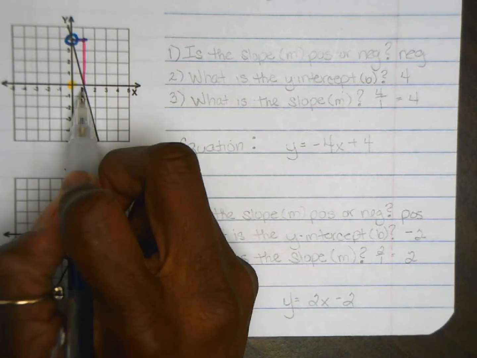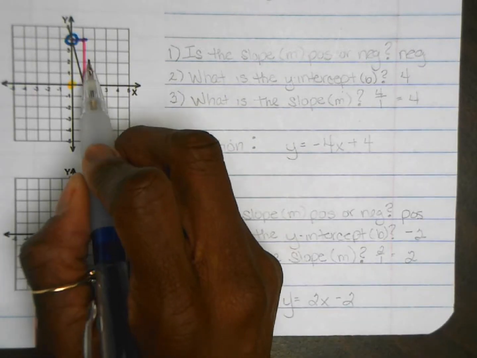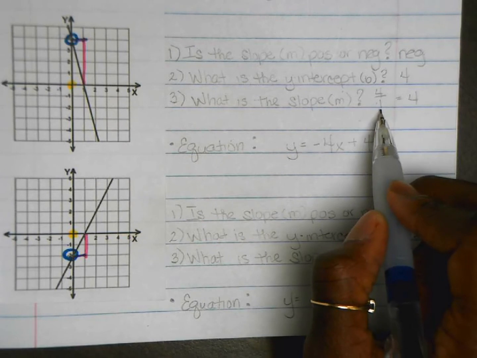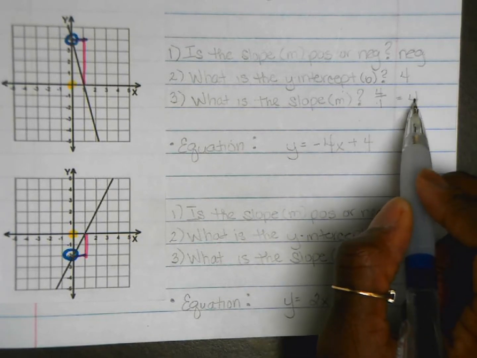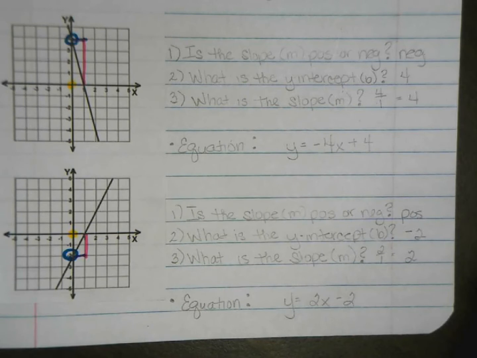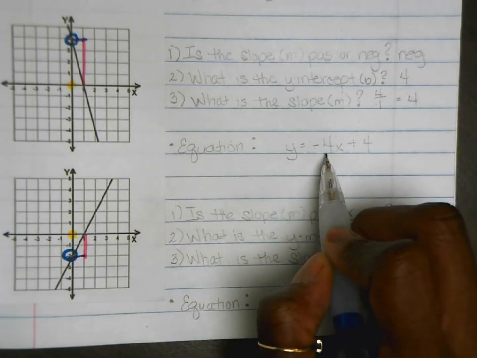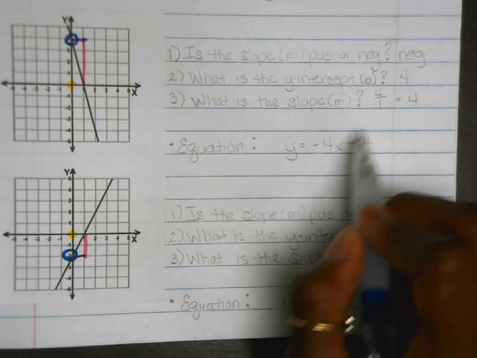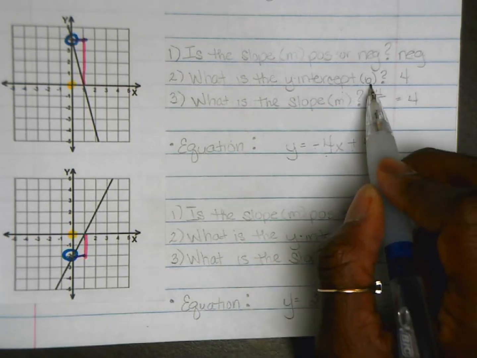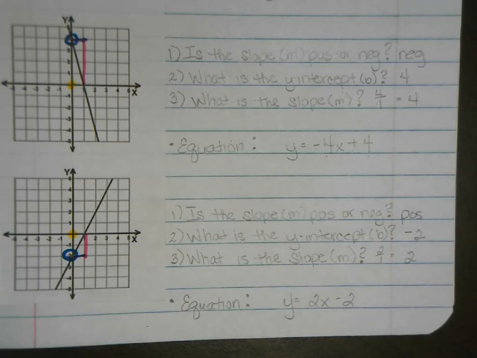So here's another one right here. My rise was 1, 2, 3, 4. My run was 1. We know 4 over 1 is equal to 4. So I just need to take these pieces and put them into my equation. So I knew my slope was negative. My slope, m, is 4, so -4x plus b. Remember, my b is my y-intercept. So y equals -4x plus 4.